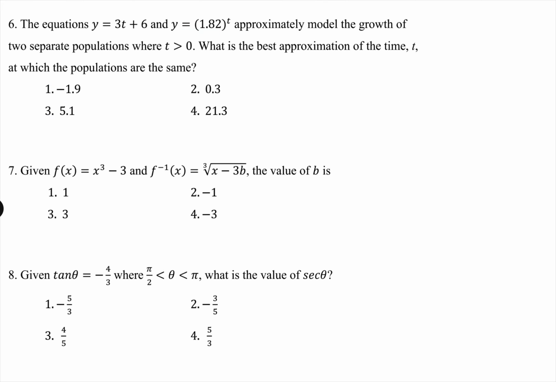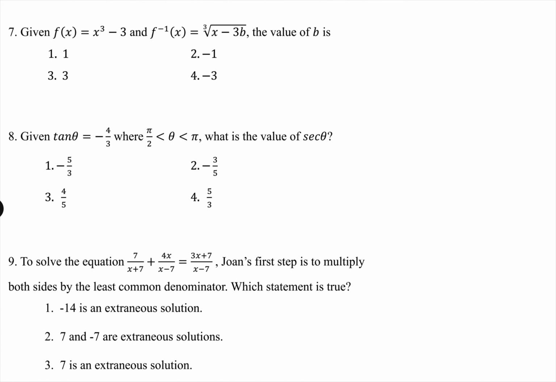Taking a look at number 7. Given f of x equals x cubed minus 3, and you have this f inverse of x. What is the value of b? I'm not going to worry too much about what b is until I first take the inverse.